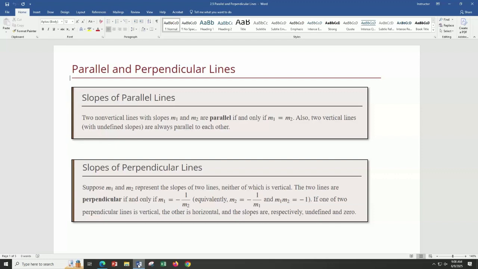Slopes of perpendicular lines. M sub 1 and M sub 2 represent slopes of two lines, neither of which is vertical. The two lines are perpendicular if and only if, just so you know, that's called a biconditional statement, M sub 1 is equal to negative 1 over M sub 2, equivalently, M sub 2 is equal to negative 1 over M sub 1. And if you multiply M1 and M2, it equals negative 1. If one of two perpendicular lines is vertical, the other is horizontal, and the slopes are respectively undefined and 0.